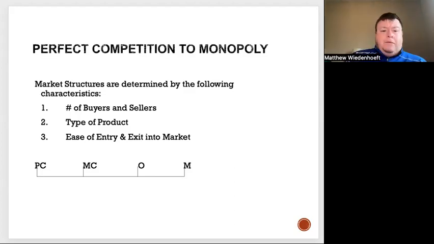So perfect competition has a lot of buyers and sellers. The type of product is way more available and people want it. And the ease of entry into a perfectly competitive market is way easier, getting in and out. Or monopoly: hard to get into, expensive, regulation, a limited number of sellers, maybe a lot of buyers, but not many sellers, and the type of product.